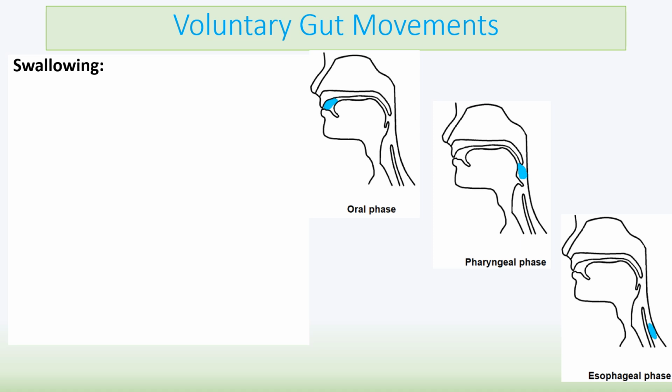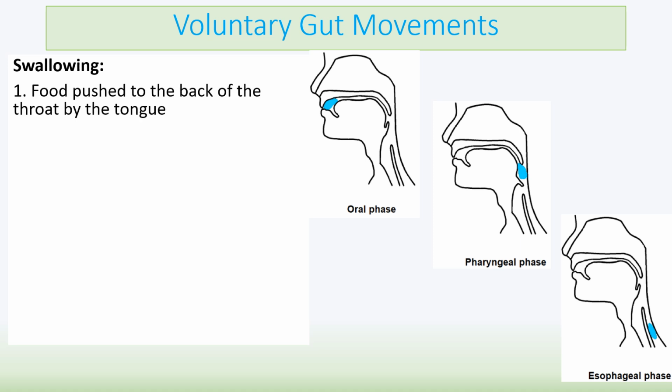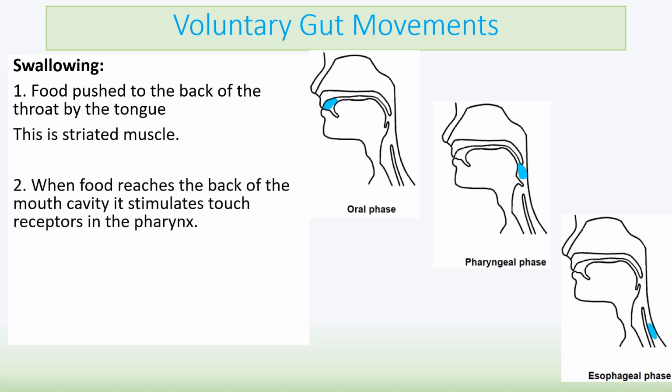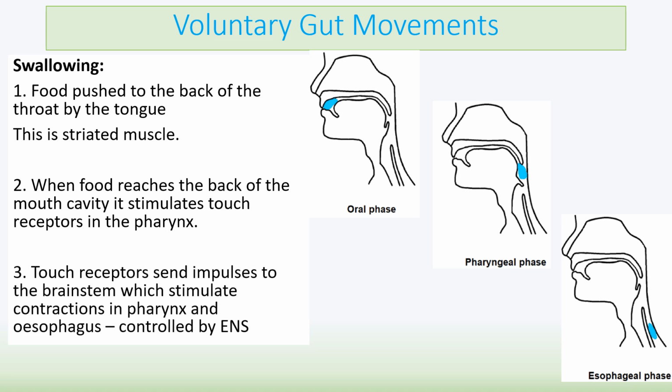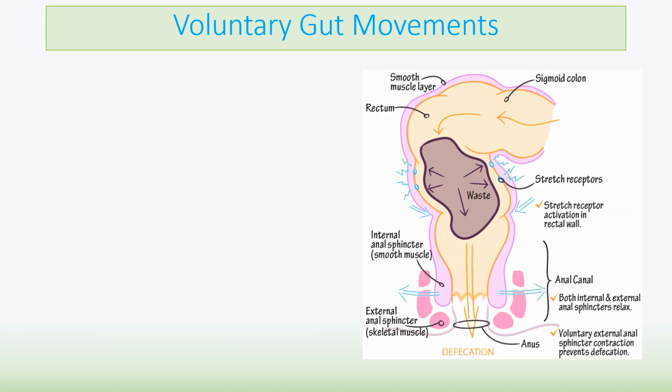Voluntary gut movements then include swallowing. So when you swallow your food, obviously you push food back to the throat by the tongue. This is using striated muscle, and when your food reaches the back of your mouth cavity, it stimulates touch receptors in the pharynx. That then triggers an impulse to the brainstem that stimulates contractions, which makes you want to swallow. And again, that is controlled by the ENS.